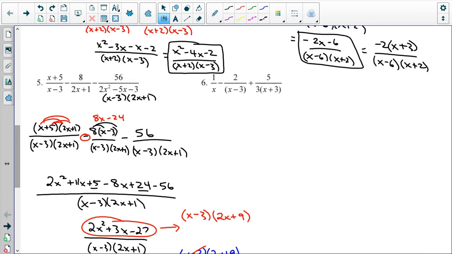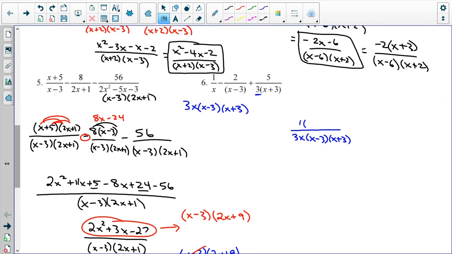Problem 6. So now I have to get a common denominator. It looks like my common denominator is going to be x times x minus 3 times x plus 3. Oh yeah, and then I have this 3 also. So my common denominator is going to be 3x, x minus 3, x plus 3. So let's take a look. The first term is missing a 3, an x minus 3, and an x plus 3. So I have 1, and then my common denominator is going to be 3x, x minus 3, x plus 3.